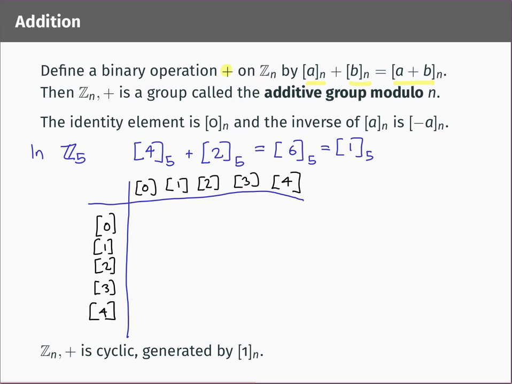Okay, now first of all, class of 0 is the identity element in this group. So in this first row, what we will see is just the column labels copied out. And in the first column, the same thing will happen.